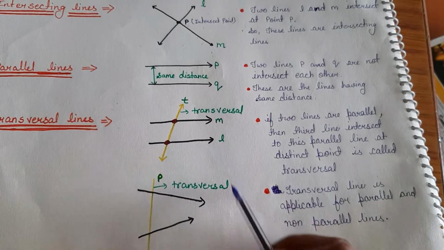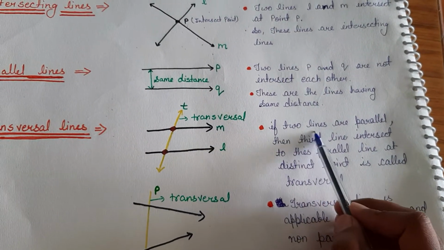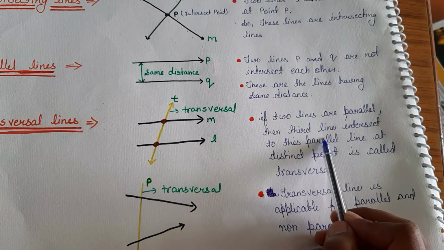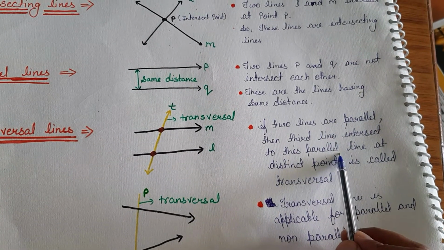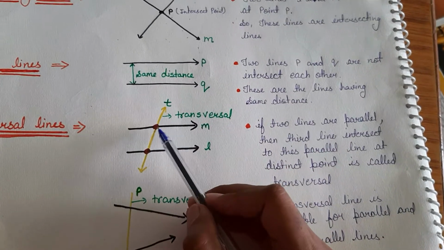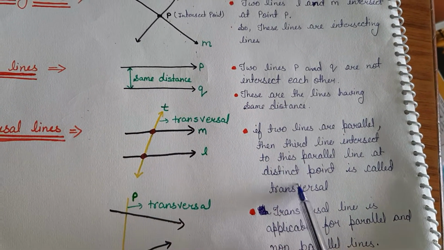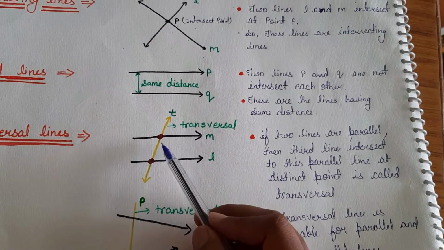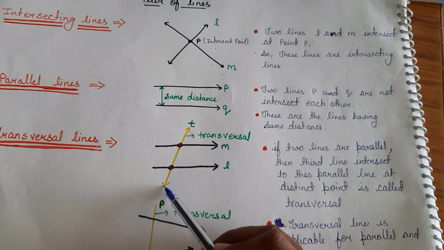Okay, and what is a transversal line? The definition is: if two lines are parallel or non-parallel, then a third line that intersects these lines at distinct points is called a transversal. Distinct points means different places. In these two lines, the line that intersects them is called a transversal line. This is the third line. Understood now what is the meaning of the transversal line?